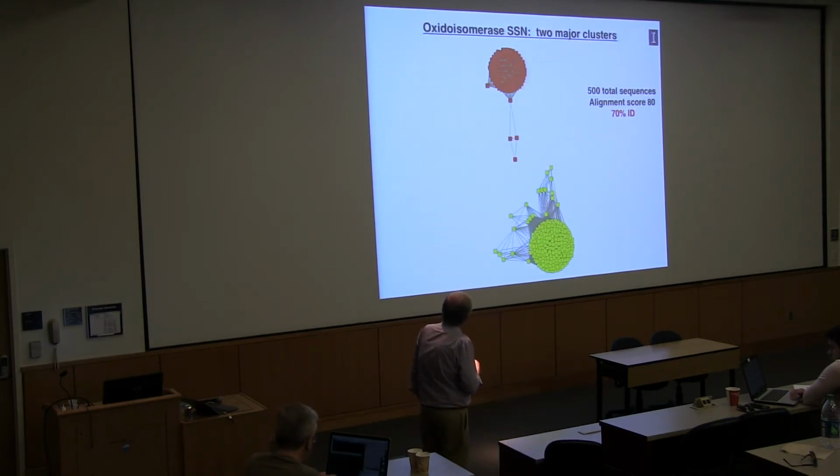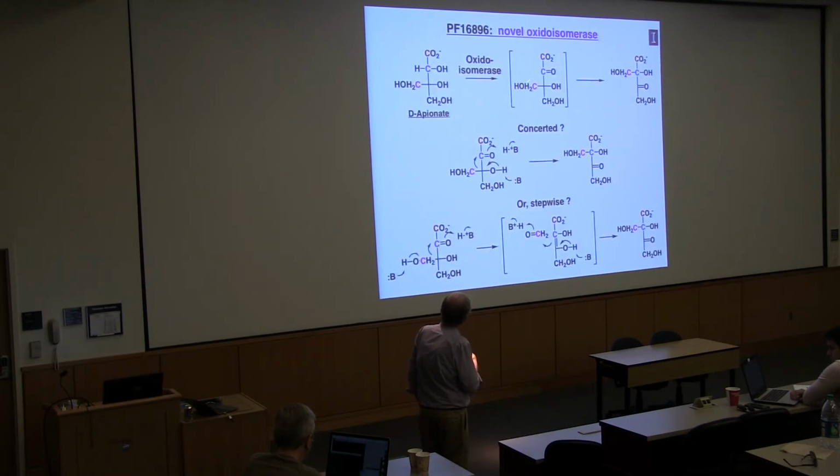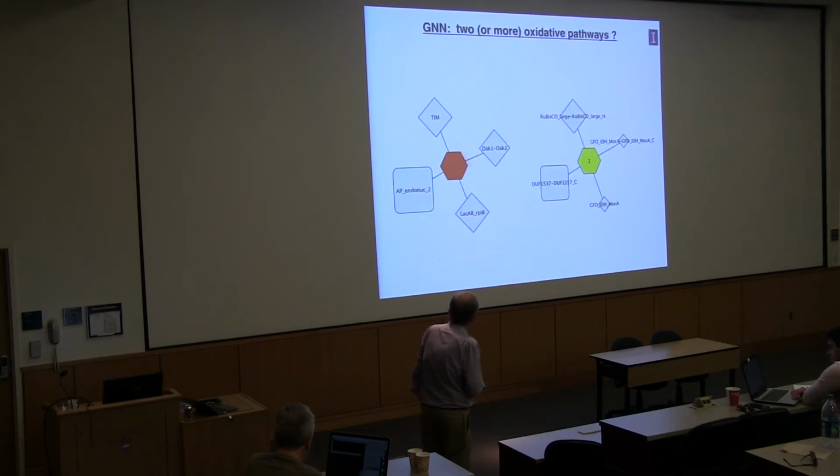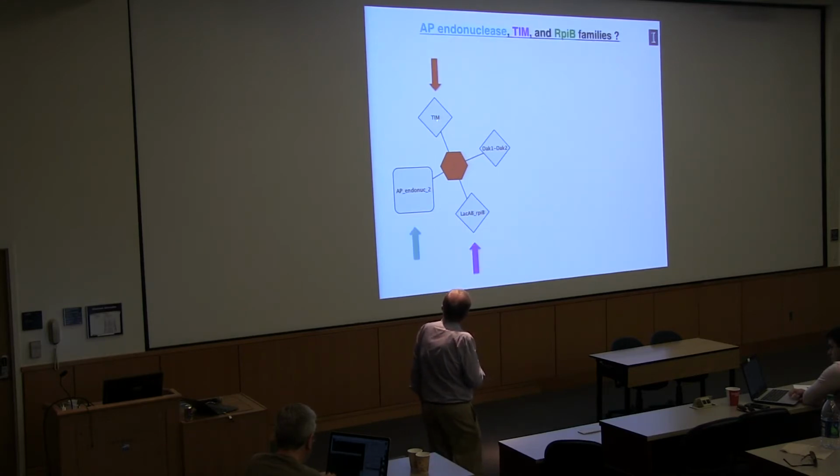Okay, so if you take this, and we call this an oxidoisomerase, this is the sequence similarity network for the oxidoisomerase superfamily. It's quite small. But at this alignment score, there are 2 clusters. One of the clusters has one genome neighborhood. The other has another kind of genome neighborhood. Okay, if we look at number 1, there is a kinase, there's a member of the triosisomerase family, there's a member of the ribose phosphate isomerase family, and of the xylose isomerase family.